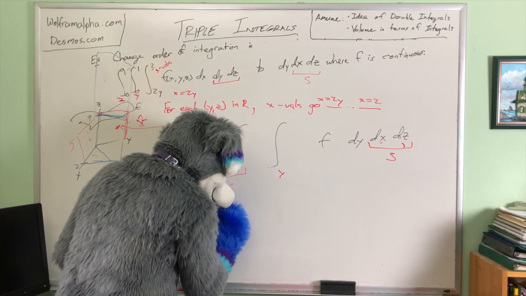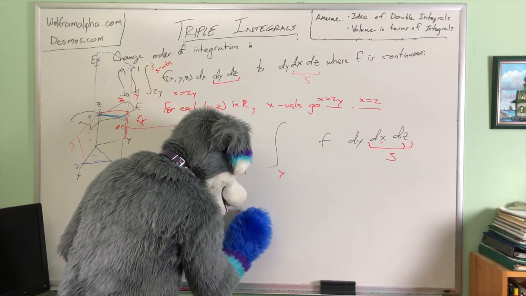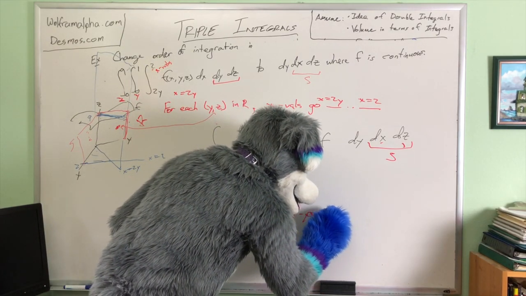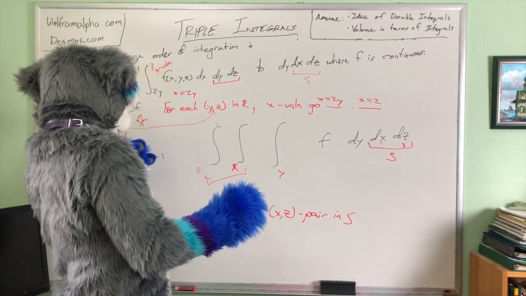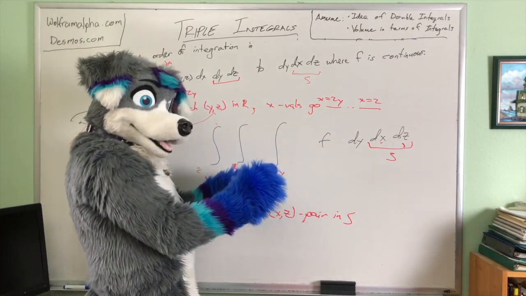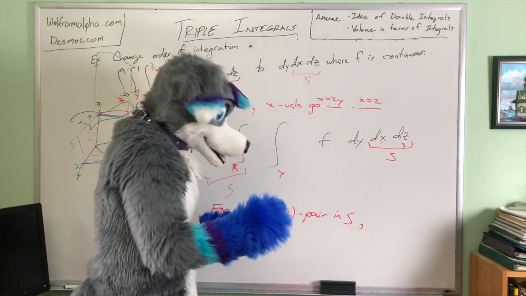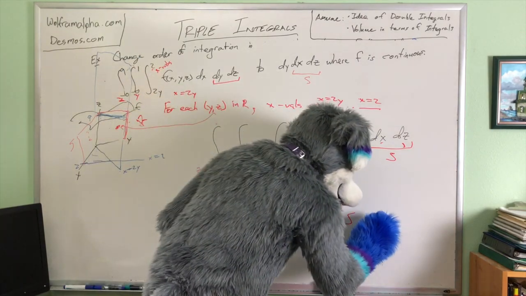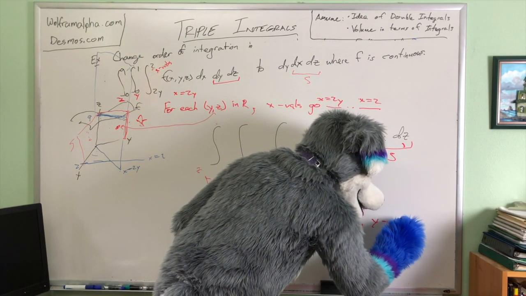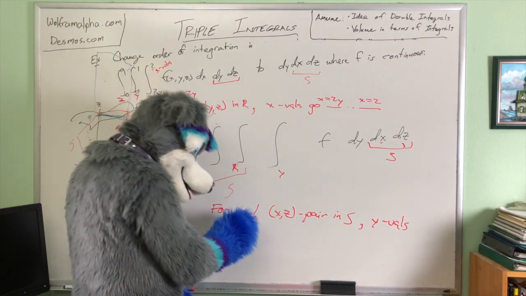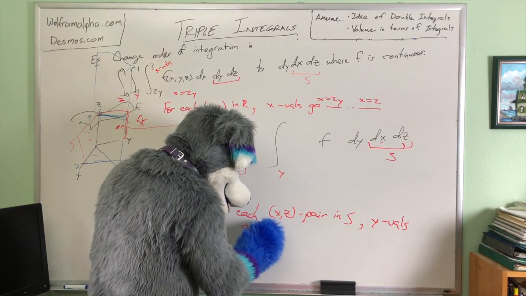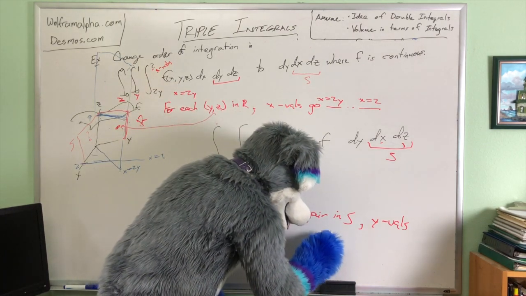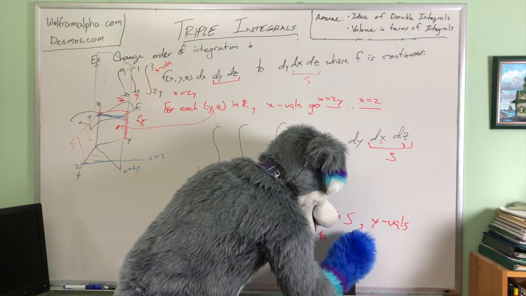For each xz pair in my new region here, S, what do the y values do? Again, as I keep saying, write down this sentence. This really helps you identify what your limits of integration are. Y values go y equals, I'm going to identify now, to y equals.